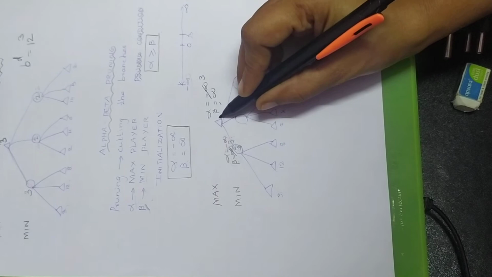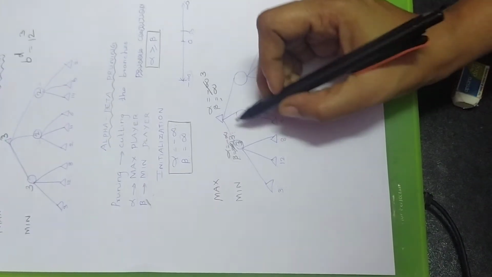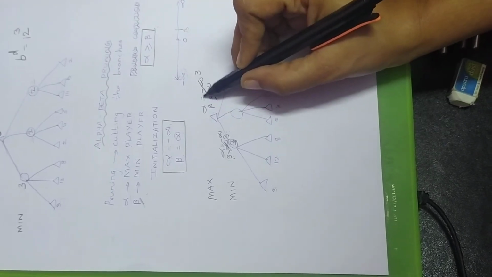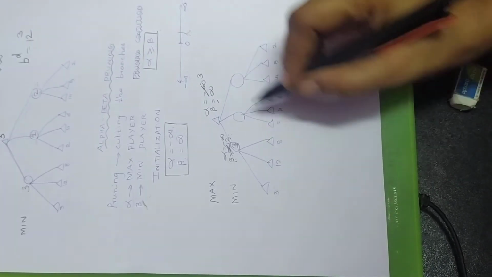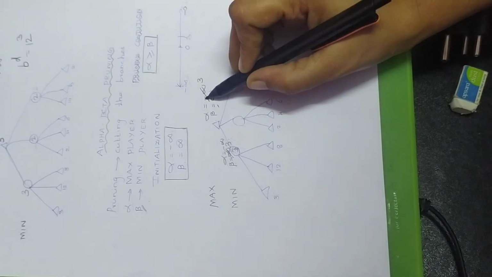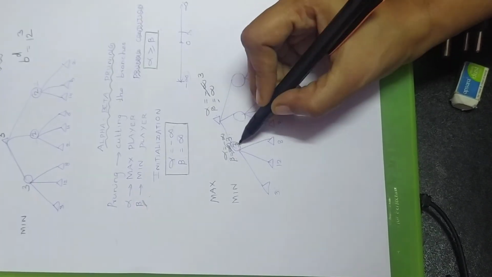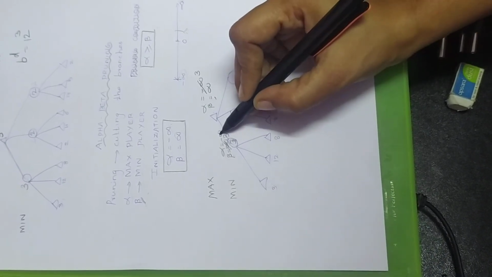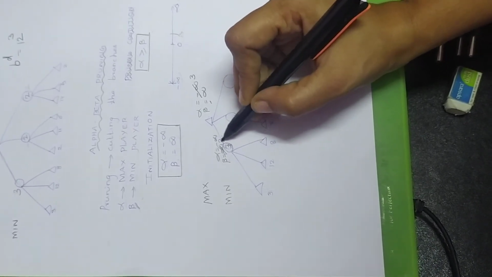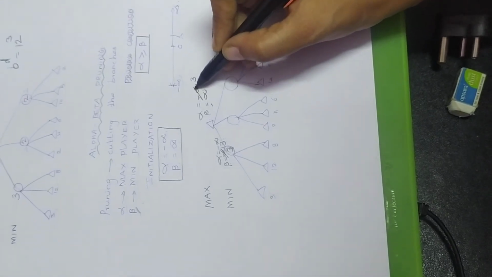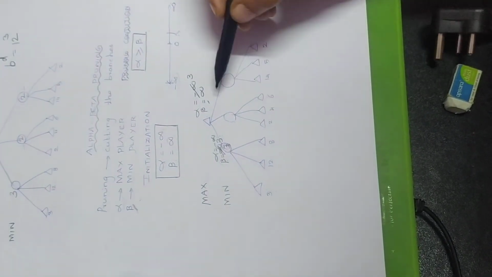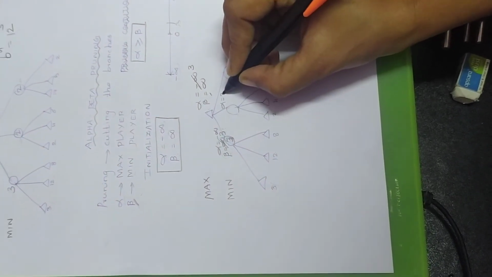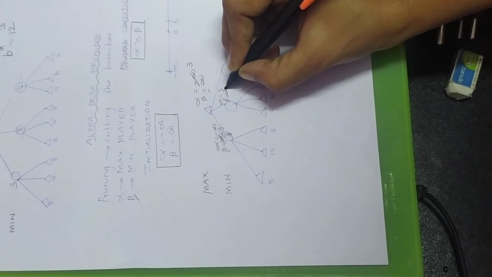So next we have to traverse this value to the root node. In the root, the max player has to make the choice. Therefore, alpha's value will be replaced. So here alpha is equal to minus infinity, that will be replaced by 3 because here the value is 3. Considering minus infinity and 3, 3 is greater, therefore you are replacing this value by 3. And this value is traversed here, therefore alpha is equal to 3 and beta is equal to infinity.